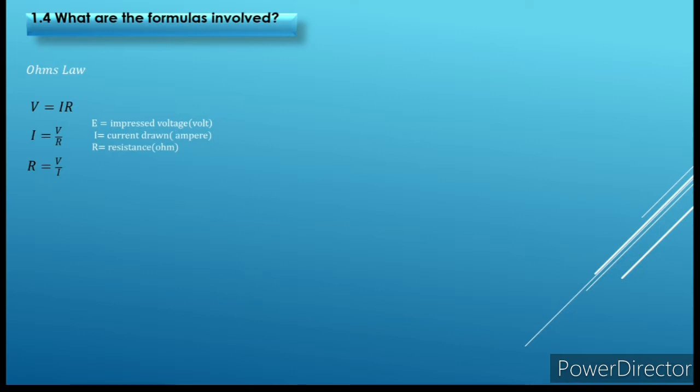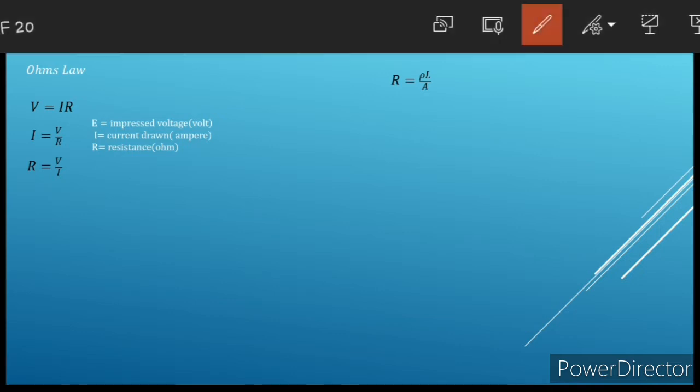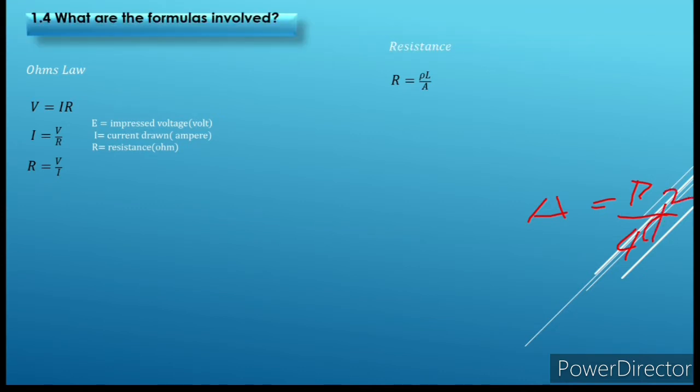For the next formula, we have here the resistance. The first formula for the resistance is R is equal to the resistivity times length over area. We all know that the formula for area is A is equal to pi over 4 d squared. The next formula is R is equal to resistivity times volume over A squared. We will use this formula if the given problem has the given volume and the given area. The next one is R is equal to resistivity times L to the power of 2 over the volume.